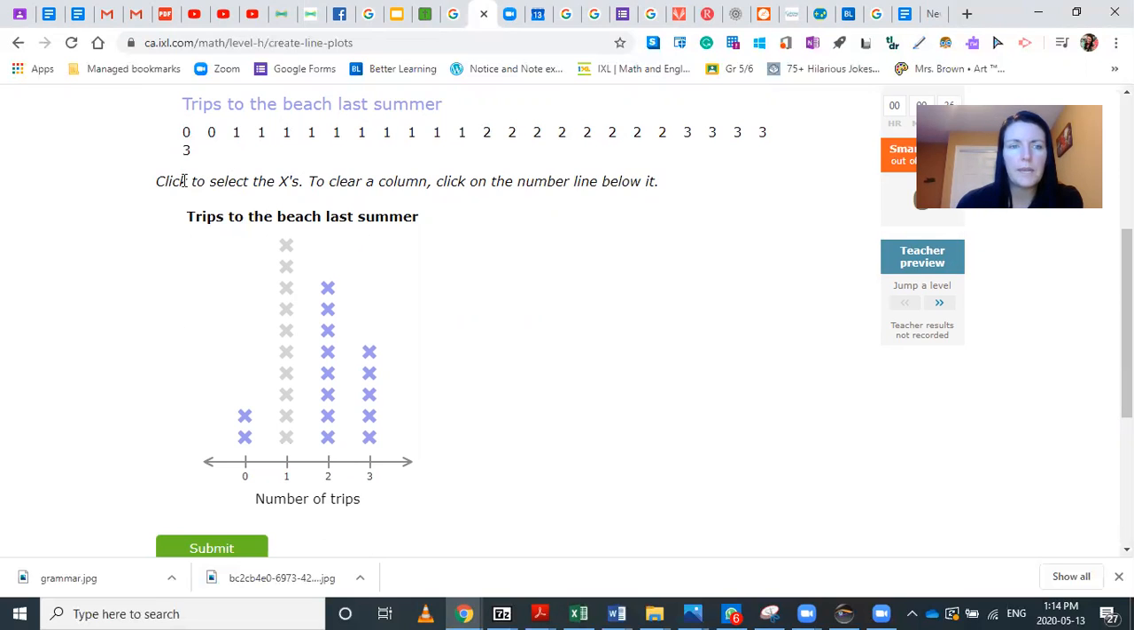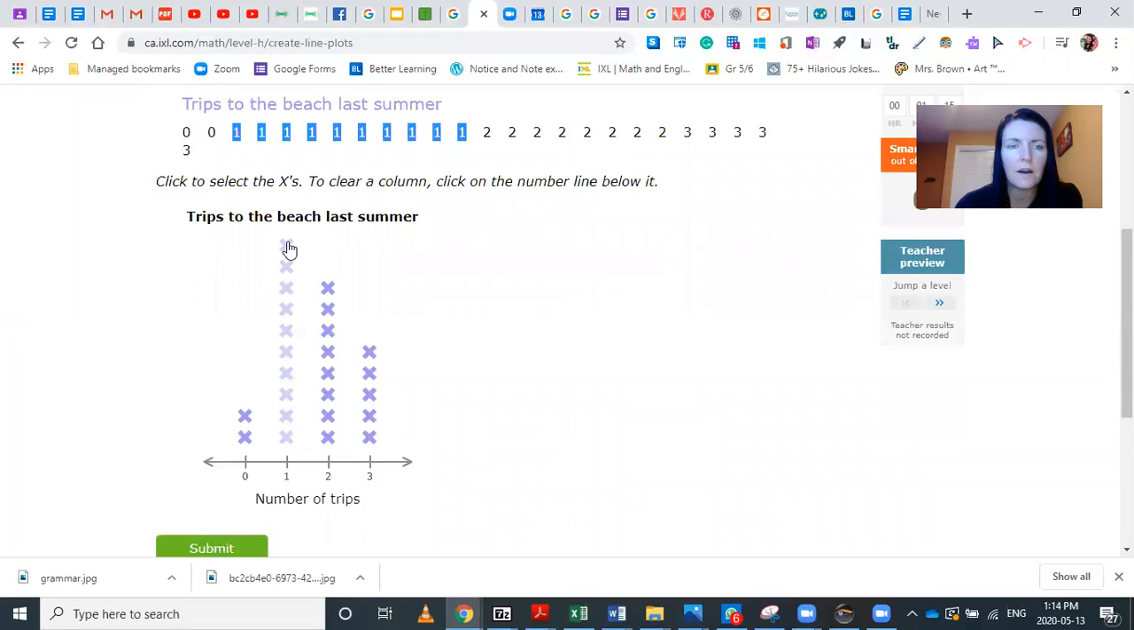Okay, so here we have trips to the beach last summer. We've got this incomplete graph of a line plot, and it's missing the column 1. All right, so we're going to have to check out how many ones are there. If you count these, 1, 2, 3, 4, 5, 6, 7, 8, 9, 10. There are 10 ones. So we're going to have to complete this up to 10. So how many do we have here? 1, 2, 3, 4, 5, 6, 7, 8, 9, 10.